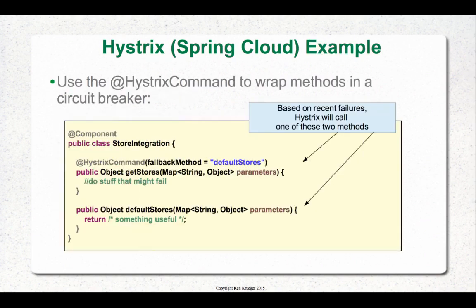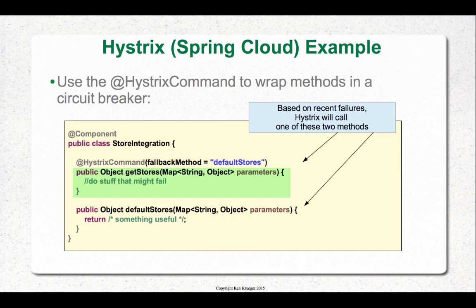Now here is an example of actual Hystrix use. This is an ordinary Spring bean marked with @Component annotation. Of course, any stereotype annotation could be used here, or none at all, as long as it is instantiated as a Spring bean. Next, we have a getStores method as an example.